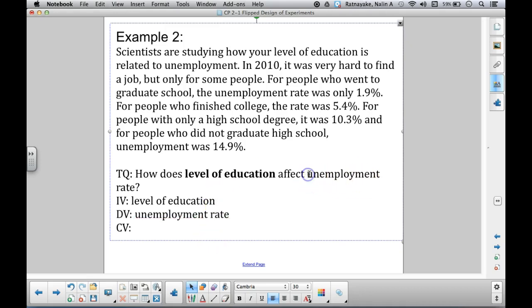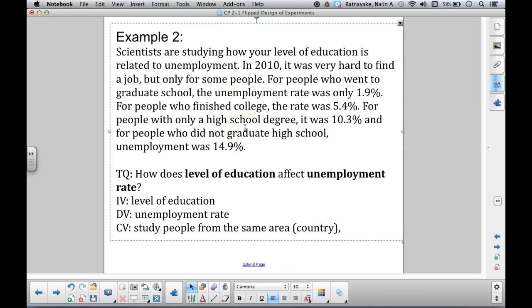We're looking for the effect on unemployment rate. Okay. Any control variables that I should have, there could be many. Maybe I want to study people from the same area. The unemployment rate might be way higher in New York versus Boston, for example. And if you're looking at people from all over the place, then you may not actually be getting the effect of level of education. Or maybe even the same country.